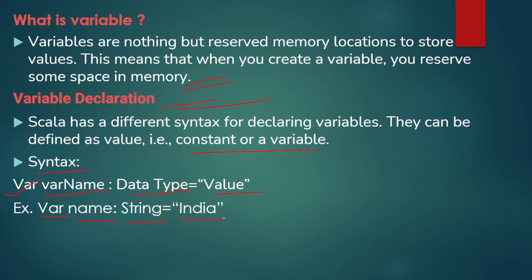India is a string. So if you consider our example, name is a container and India is a value. If you say name is a glass and India is water, what is exactly happening? India is going inside the name, meaning name is a container for India. Okay, so you understand what a variable is and how we can declare a variable.